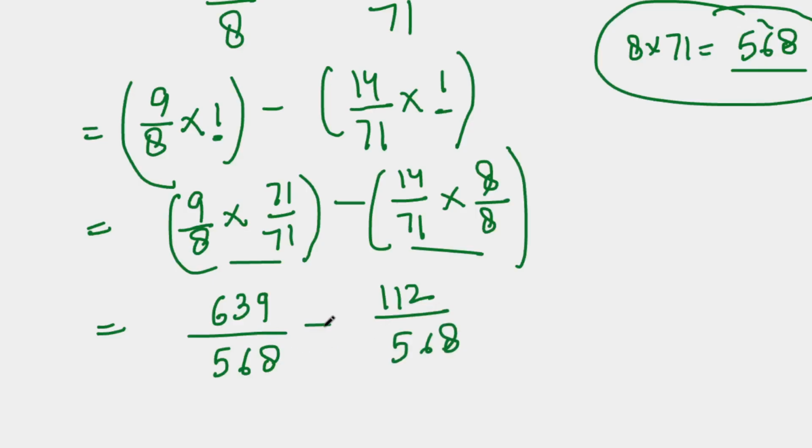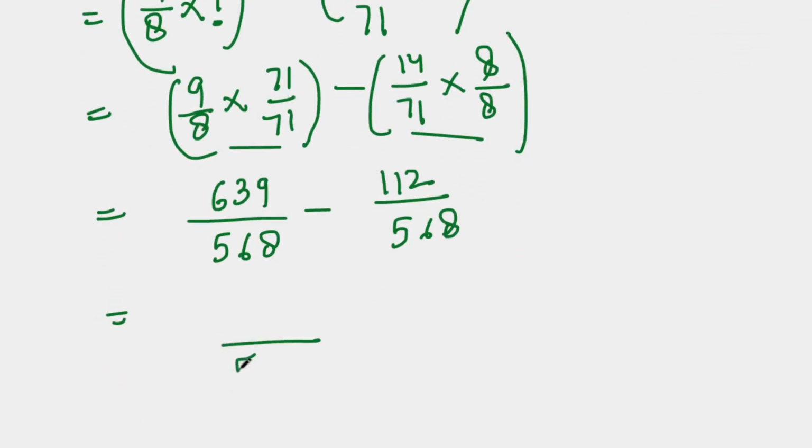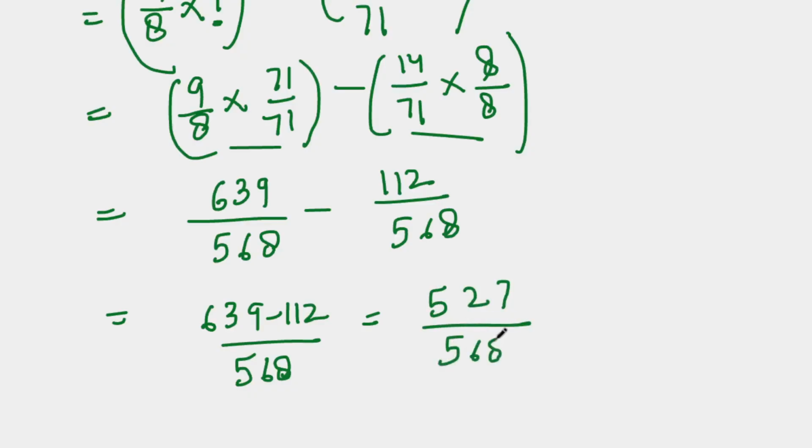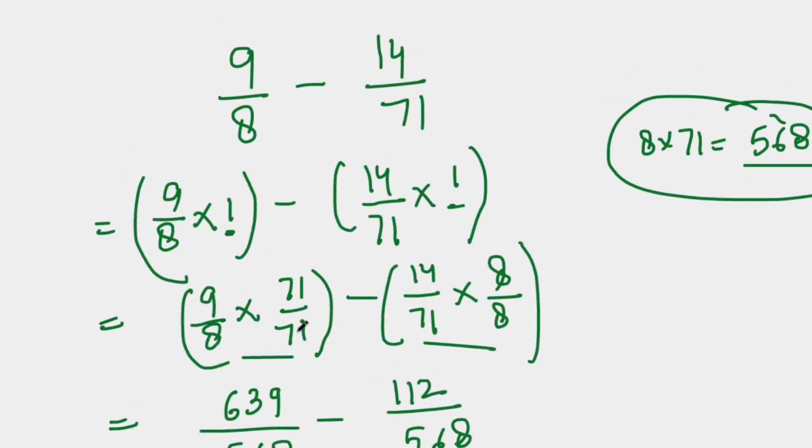Now we have subtraction of like fractions. So what do we do here? The denominator remains the same and the numerators will be subtracted. So 639 minus 112, we get 527, and the denominator is 568. All right. Which number you multiply and divide with will depend upon what denominators you have. But here we are explaining why we do it, because this is something we use in every addition or subtraction. So we should be very clear about why we are doing it.